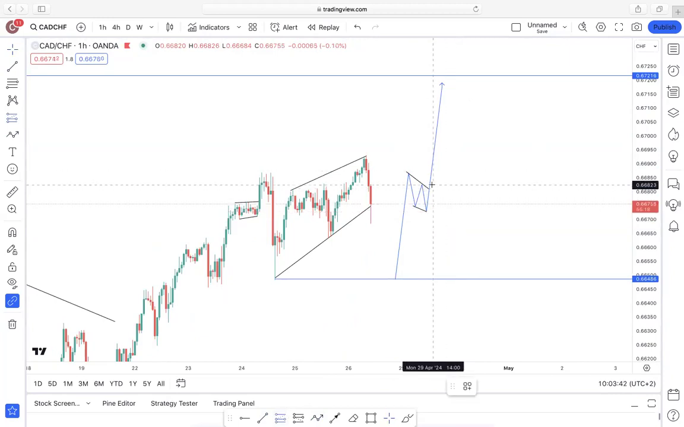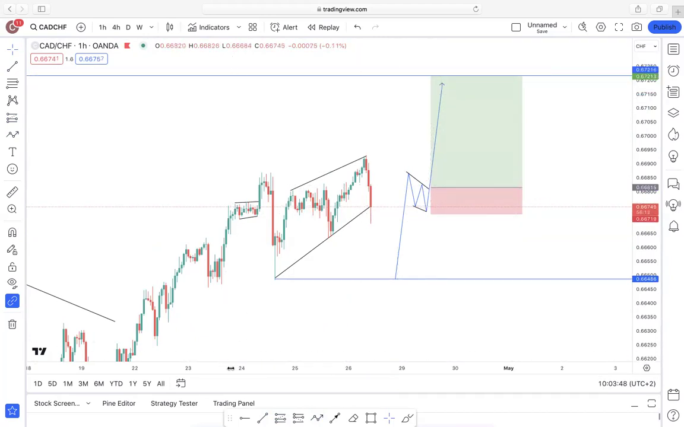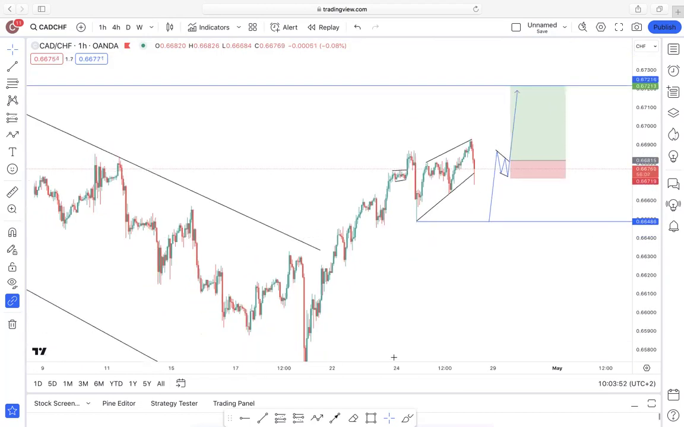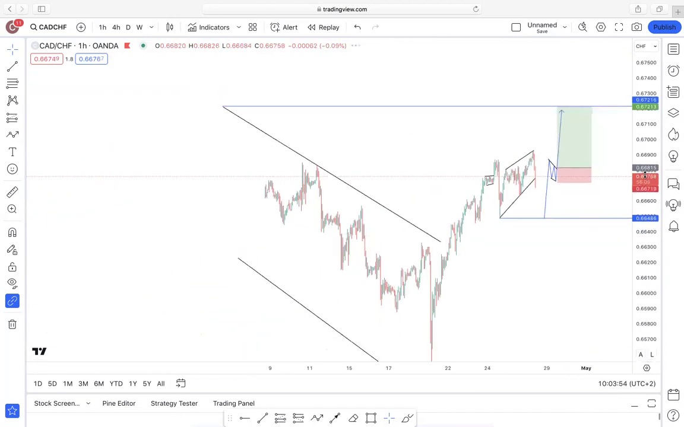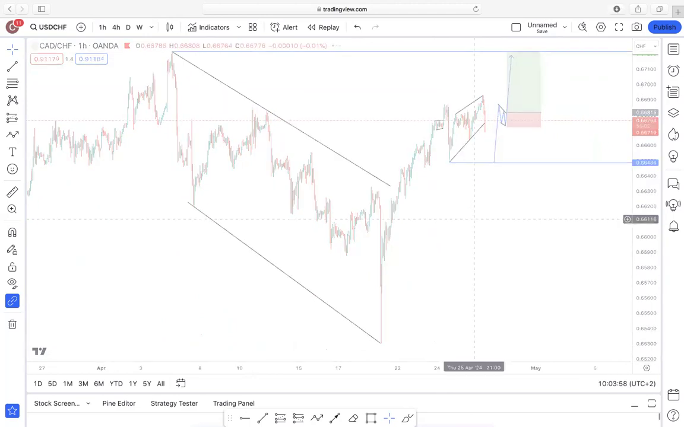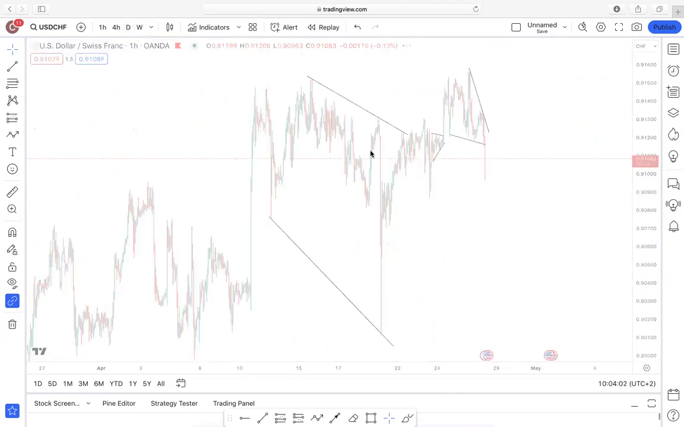And this is how we look to enter it in the breakout. Stop loss below the structure, take profit to the upside. So this is how I'm essentially looking at the CAD dollar over the Swiss franc. And now moving along on to our next pair, which is the US dollar over the Swiss franc.